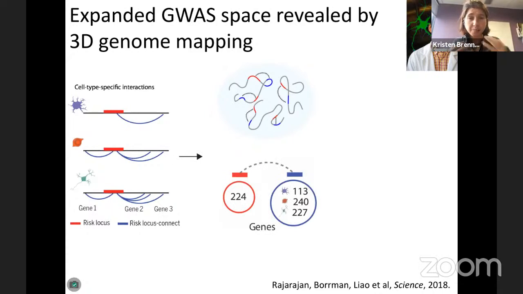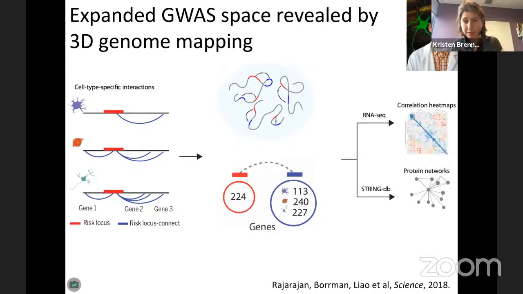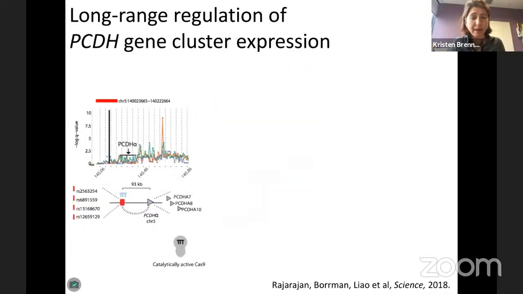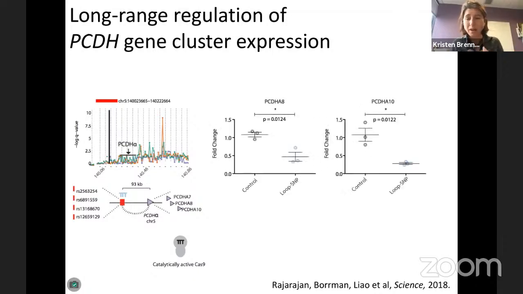He then expanded the set of genes that we thought were linked to schizophrenia risk. So there are 224 genes in close proximity to schizophrenia risk genes, and a couple hundred more that are linked to risk loci by chromatin loops. And he was able to validate these by RNA-seq and by CRISPR. And so here, for example, at this one locus, we have 4 schizophrenia risk SNPs, 93 kilobase pairs away from the protocadherin alpha cluster. Prashant applied a Cas9-based strategy to delete these risk SNPs. And when he did, what he saw was significant changes in the disease-associated direction of 2 of these genes, protocadherin alpha A8 and 10.